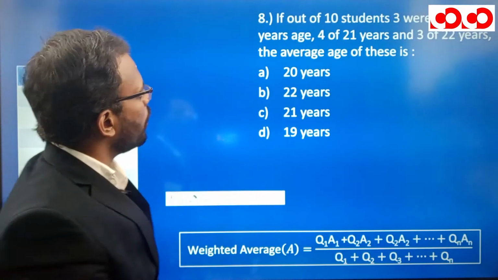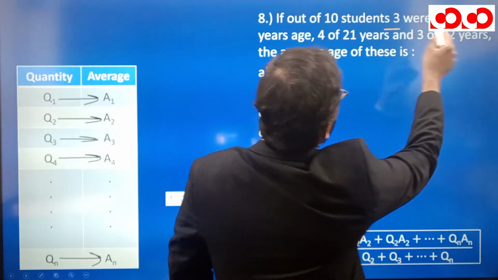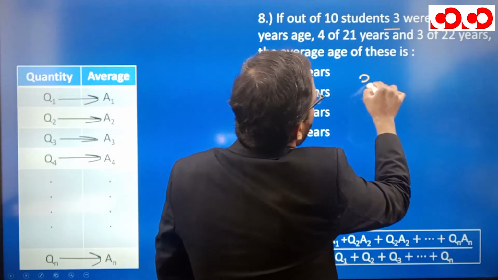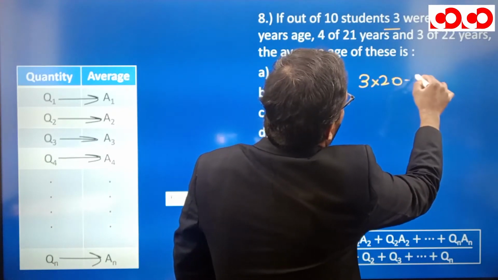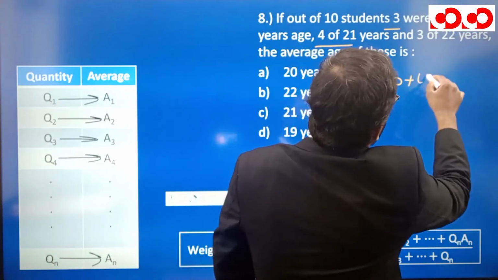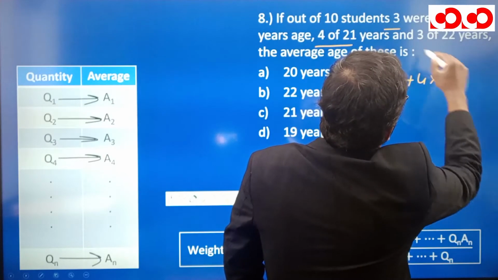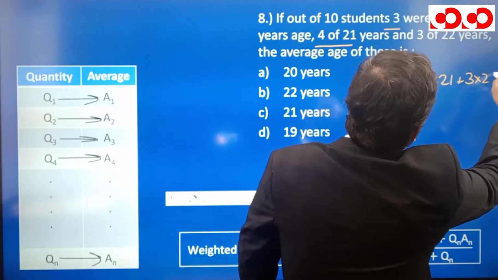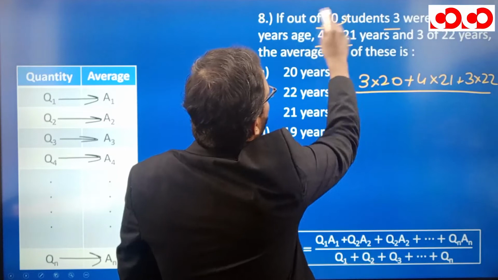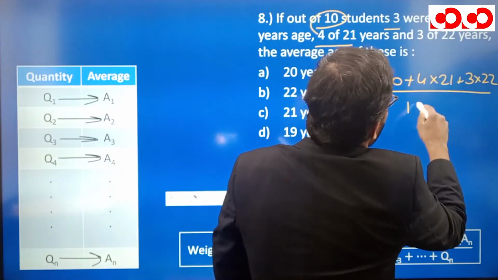So if we try to solve it, there are 3 students with each having 20 years of age. So 3 into 20 plus 4 into 21 plus 3 into 22, divided by total number of students, which is 3 plus 4 plus 3, which is equal to 10.